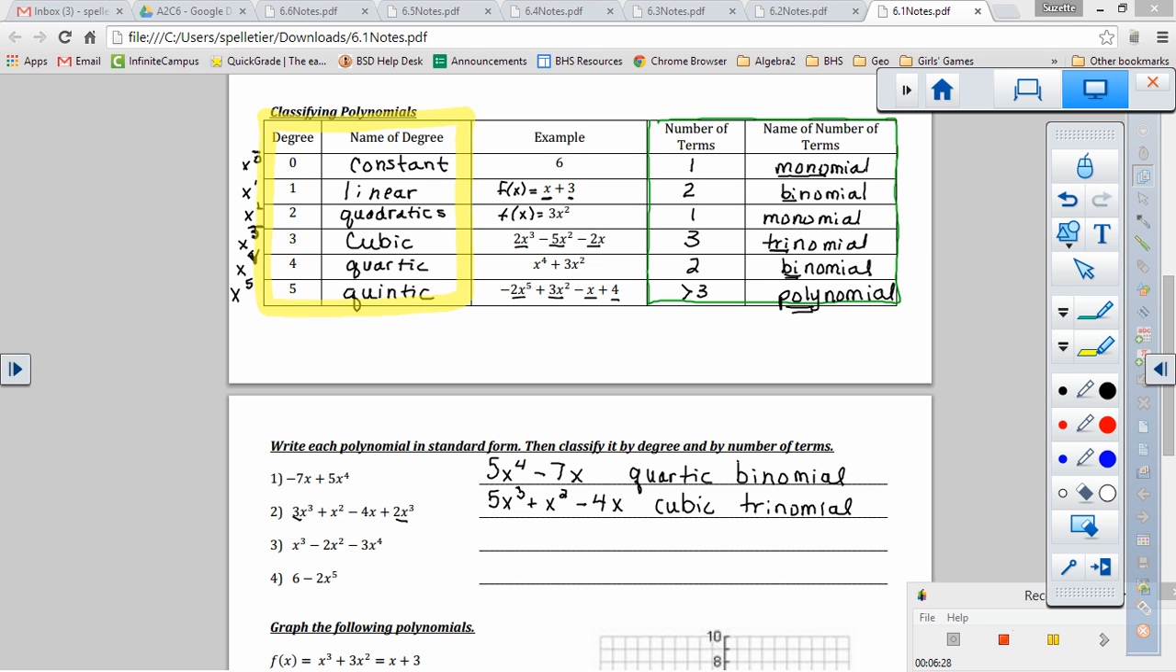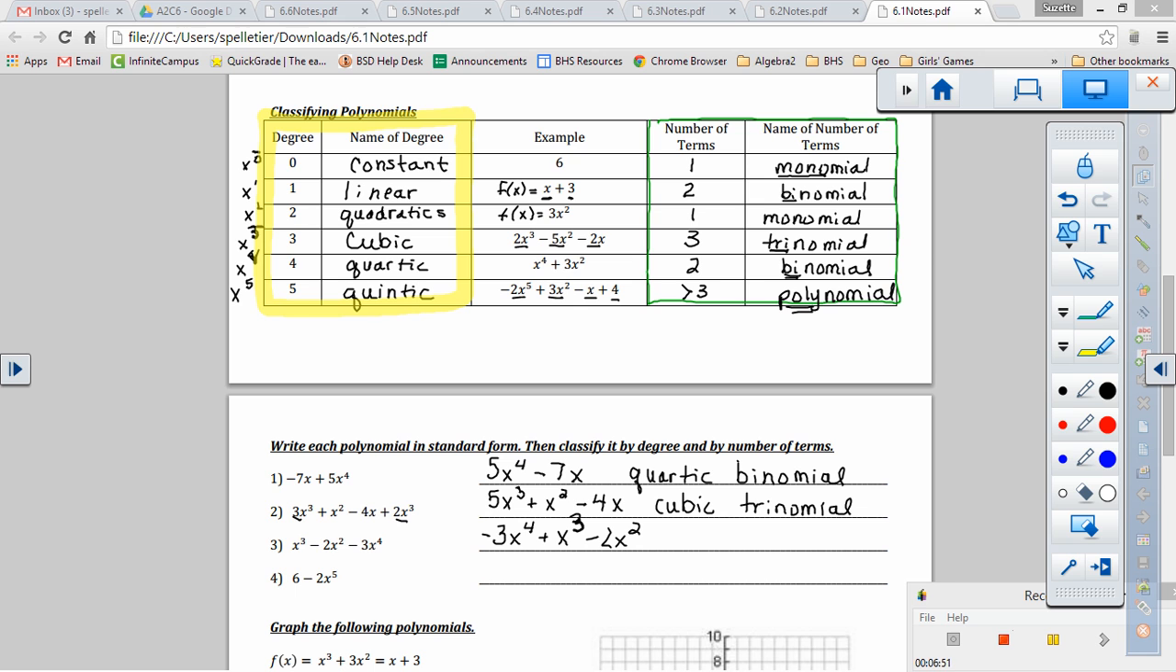Number 3, I don't have any like terms. They all have different exponents, so I can't add them together, but I do have to put them in descending order. X to the 4th is the highest power, so I'm going to start with negative 3x to the 4th. Notice you always take the sign with it. Then I have a positive x to the 3rd, and then I have a negative 2x squared.